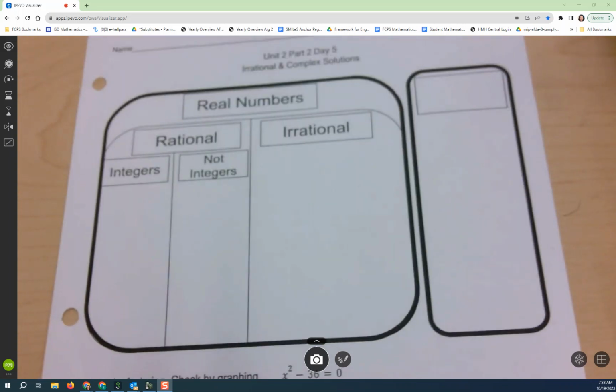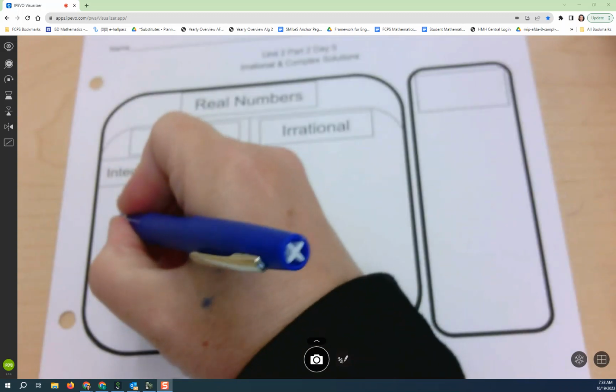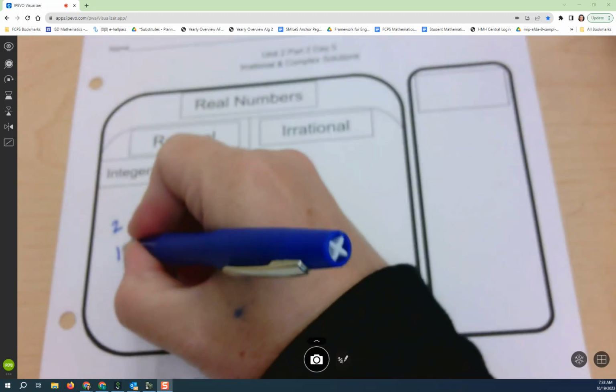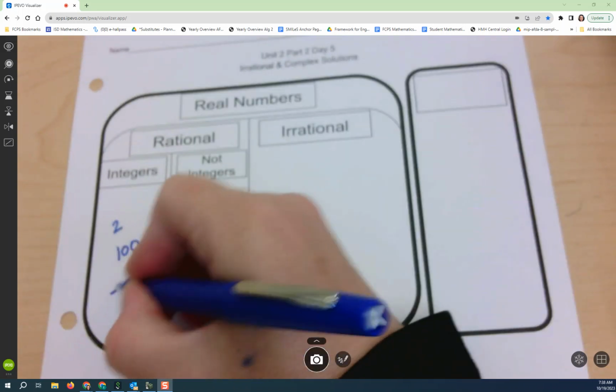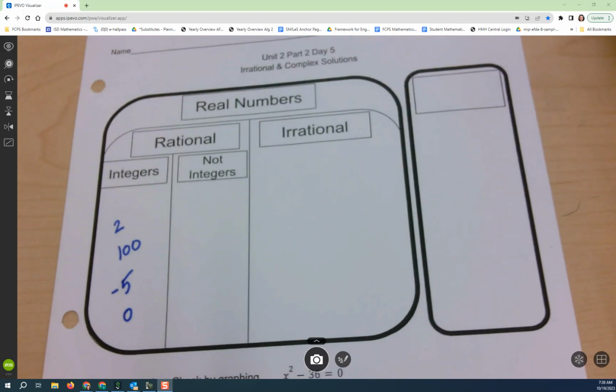We know about integers. Integers can be positive numbers like 2 or 100, and they can be negative numbers, and they can be 0. So they could be like -5 or 0. Some people think of them as whole numbers, but whole numbers that are positive, negative, and include 0.